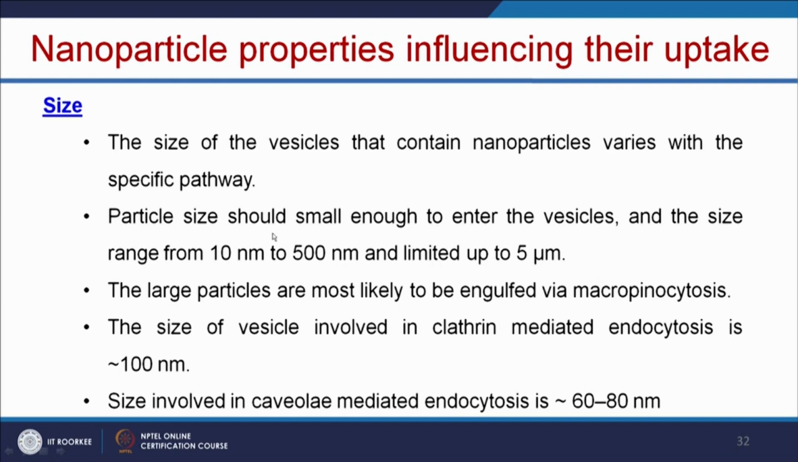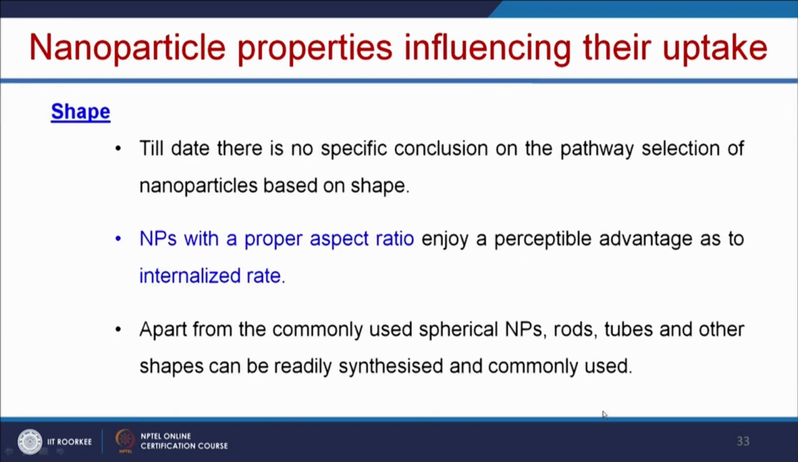Depending on the size, the particle will take a different kind of cellular entry. Larger particles are most likely to be engulfed by macropinocytosis. The size of the vesicle involved in clathrin-mediated endocytosis is approximately 100 nanometers, and the size involved in caveolae-mediated endocytosis is 60 to 80 nanometers. And let us see the shape.